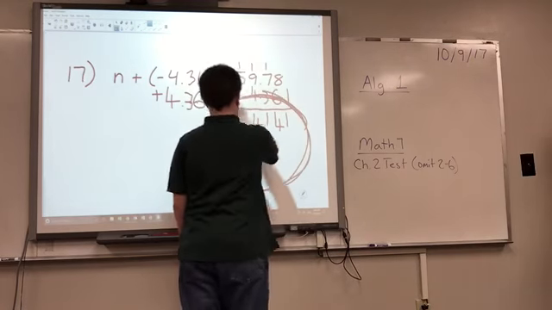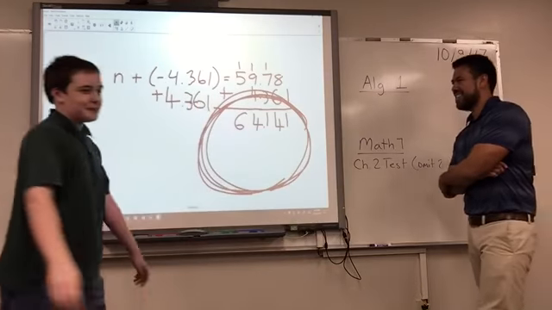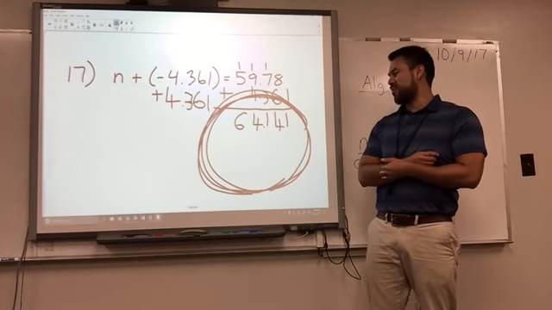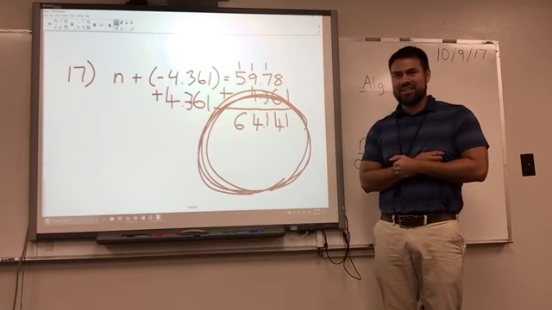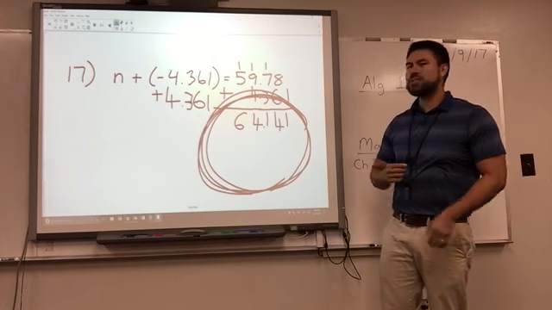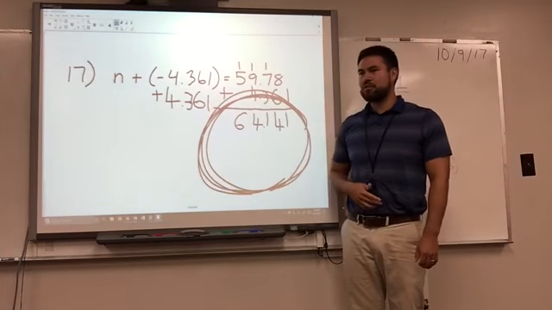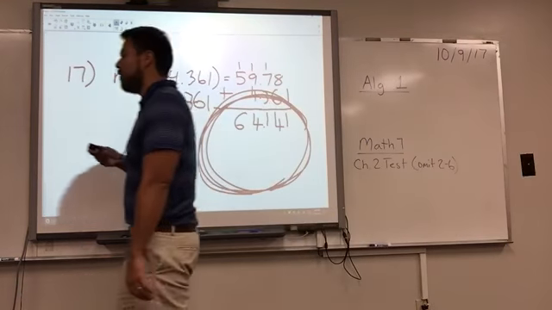All right, thank you, Jackson. All right, children, what have we learned today? How many got 64.141? Yes. Okay, so what did you do to both sides? You add 4.361, and then you get 64.141.